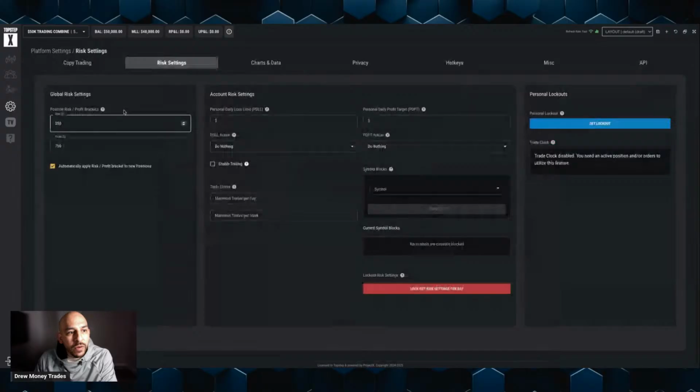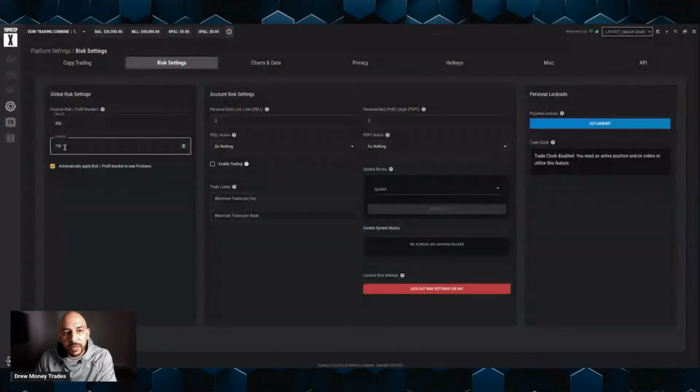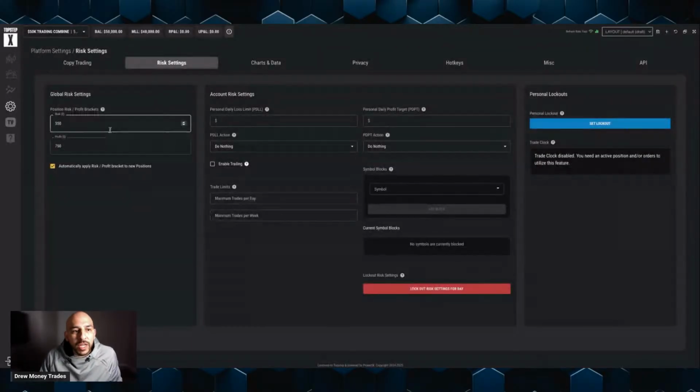I have my risk parameters, so every time I get into a trade, I'm gonna risk 350 to get 750, 350 bucks to 750. I'm gonna put on 5 micro contracts, which comes out to $10 a point. So that's gonna be my risk.